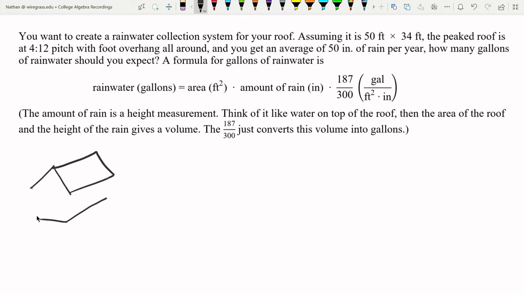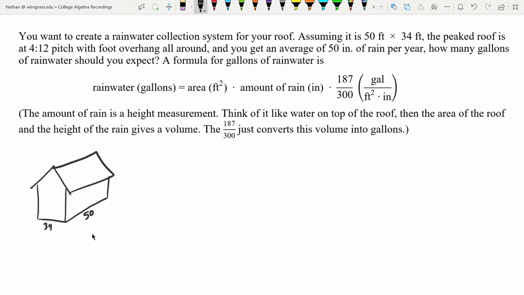Very basic kind of idea. And we have a foot overhang all around. So that's the reason why I created the roof going further past it. So this is going to be 50 by 34. So this is 50 feet on that side and 34 on this side.